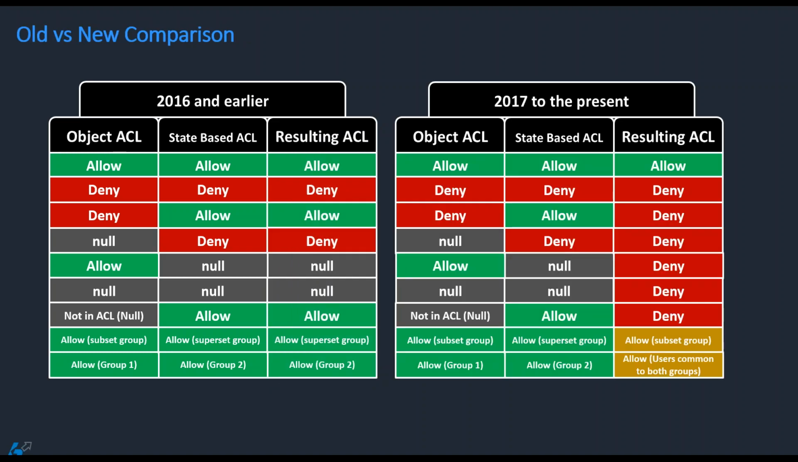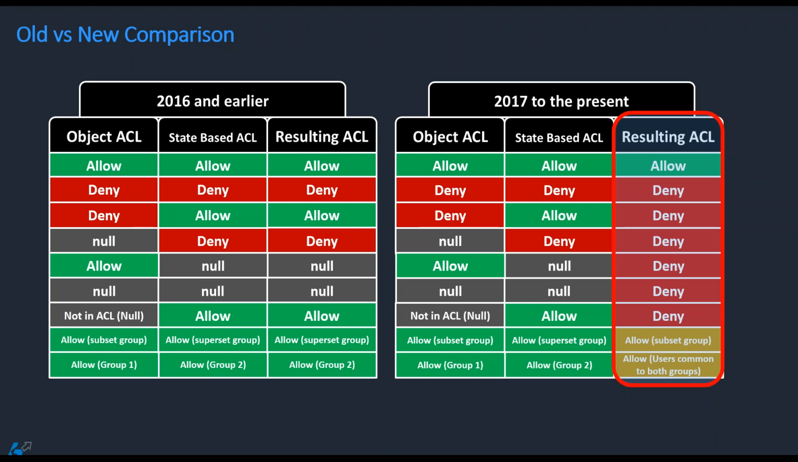The second table shows 2017 to the present. And in 2017, the Vault team at Autodesk changed the security model. In this new model, the resulting ACL is a combination of the object-based security and state-based security. And if there's a deny in either the object ACL or the state-based ACL, the resulting ACL is a deny. Null is a soft deny, and it means basically not checking a box for the permission. This means that users must be allowed in both gates, the object ACL and the state ACL.